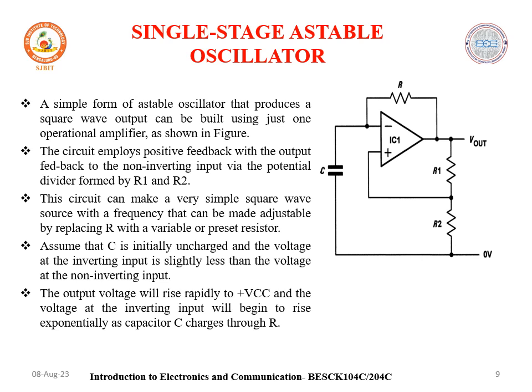A simple form of astable oscillator produces a square wave output. It can be built using the operational amplifier, as you can observe in the figure. The circuit makes a very simple square wave source with a frequency that can be made adjustable by replacing the R with a variable resistor.